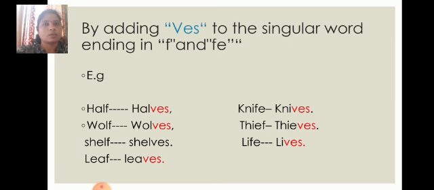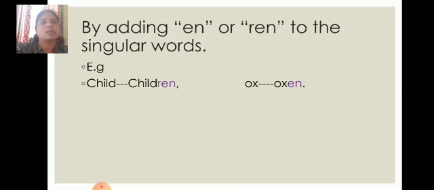ves. Okay, understood? The next rule is by adding en or ren to the singular words. Now child, children. Child means one child and children means more than one child. So child becomes children in plural. We add only ren at the end in plural form. Child, children. Ox. In plural we add en at the end. So it becomes ox, oxen.